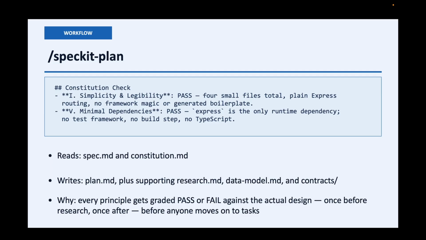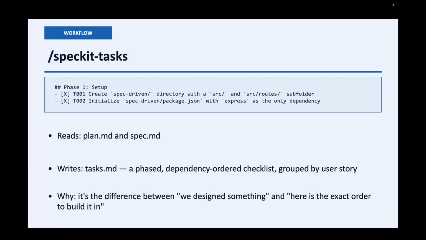So from here, we can check every principle, ensure that it passes or fails against the actual design once before we do research and once after, before we move on to those tasks. The fifth command that we have here is the speckit-tasks. This will read the plan markdown and the spec markdown, and it will write out the task markdown.